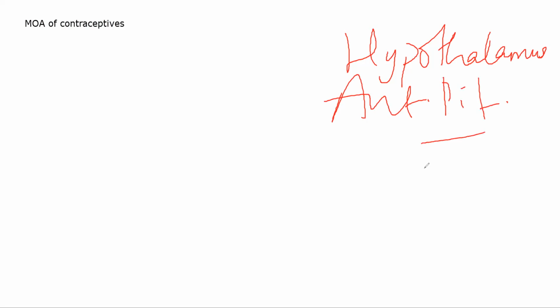ठीक है, ये दो ग्लैंड्स कंट्रोल करते हैं आपका मेंस्ट्रुअल साइकिल. ठीक है, they are responsible. Anterior pituitary specifically is responsible for production of FSH and LH. Hypothalamus is responsible for production of GnRH, gonadotropin releasing hormone.